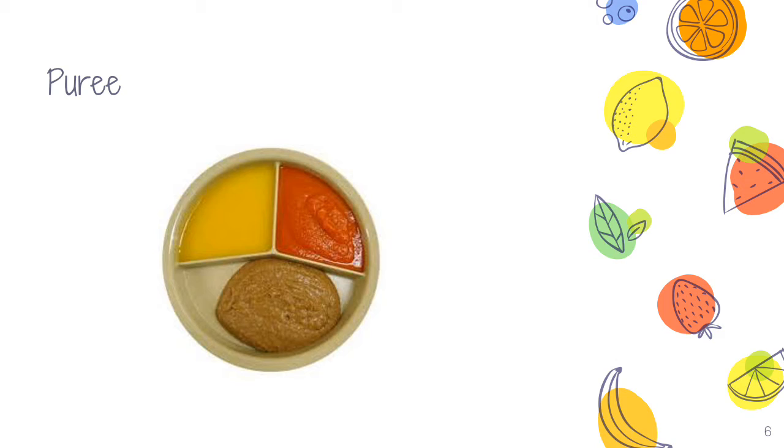A puree diet is foods that you don't need to chew. Their food has to be blended up to make them softer. These foods are like the texture of applesauce or mashed potatoes, as shown in the picture.